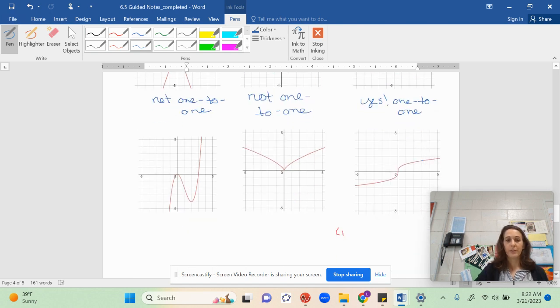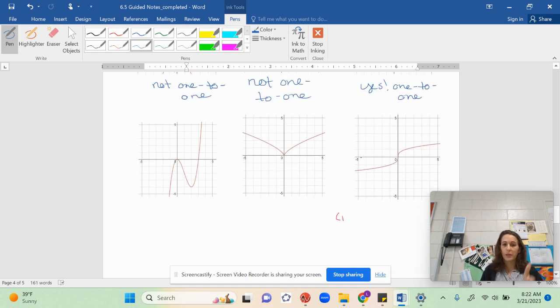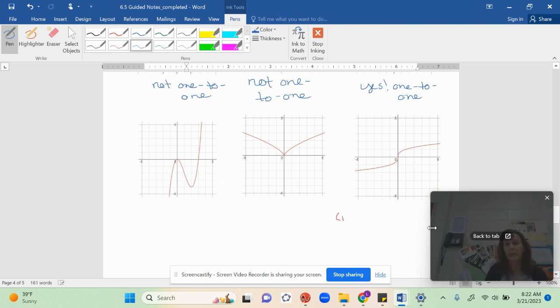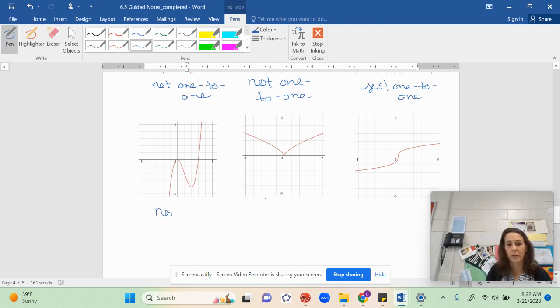Next, is this a function? Yes, it passes vertical line test. Does it pass horizontal? Clearly not. So it's not one-to-one. No. Next one, passes vertical, is a function. Does it pass the horizontal? Nope, so it's not a one-to-one function.